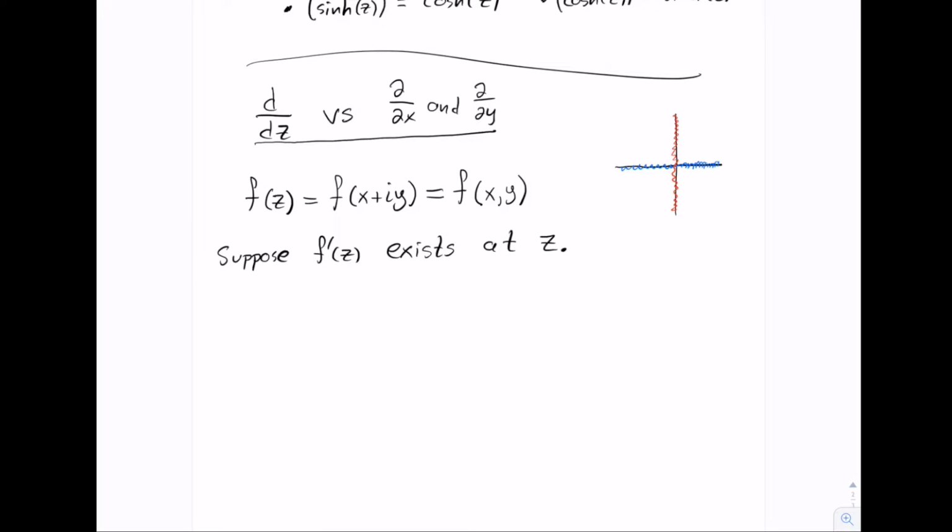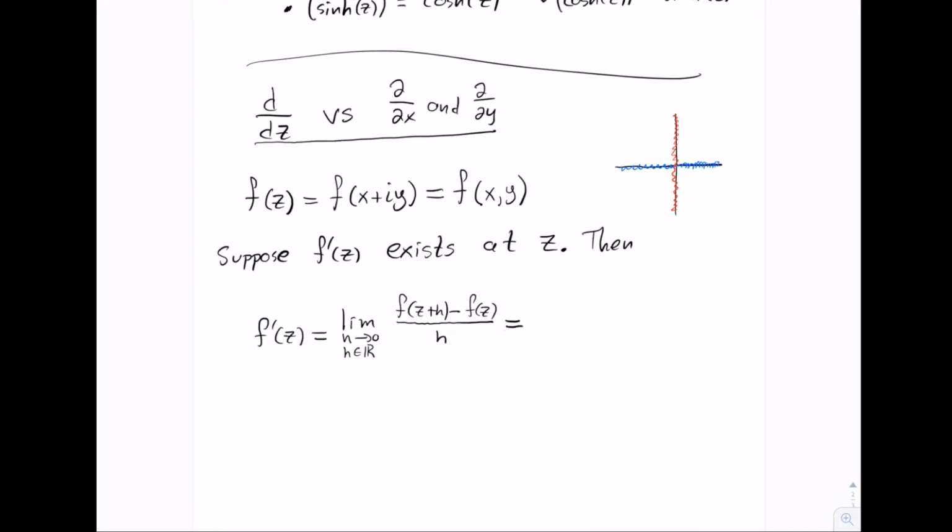So if f prime exists, then, well, f prime of z is equal to the limit as h goes to 0, except now, like we see up here in the upper right, let's let it track in just along the real axis, so along this blue part. So let's say h is a real number. So then we have f of z plus h minus f of z over h. And if the limit exists, then this limit must also exist, and the two have to be equal. That's a consequence of the definition of complex differentiability.